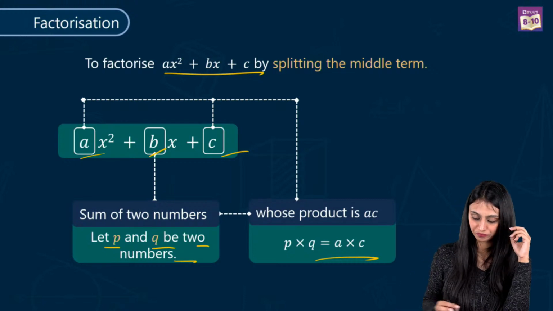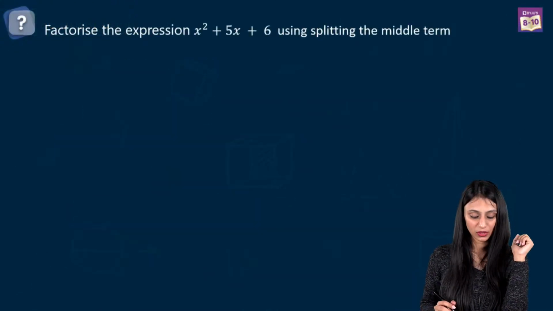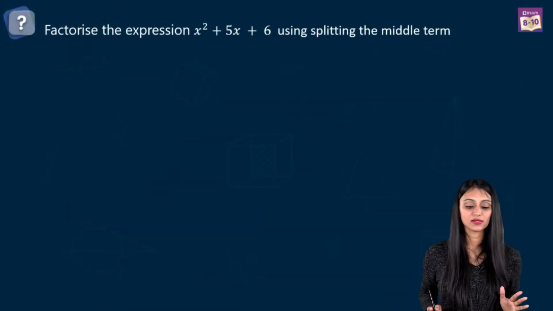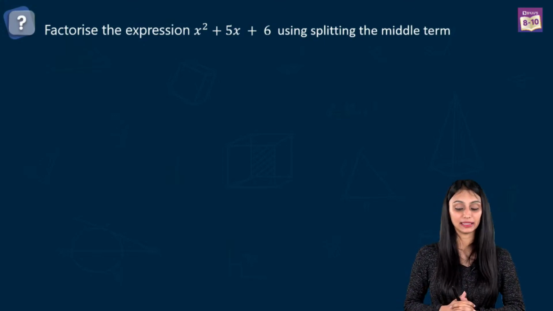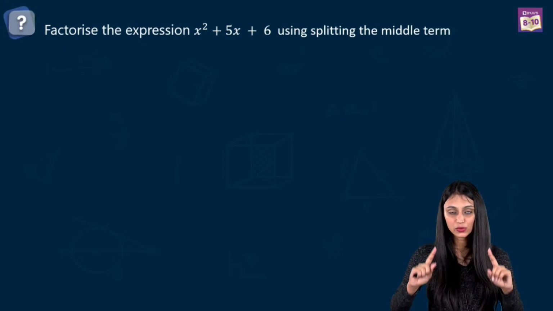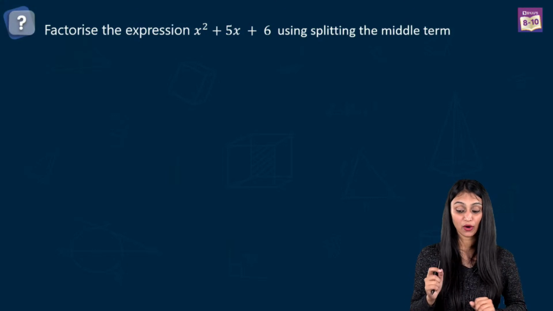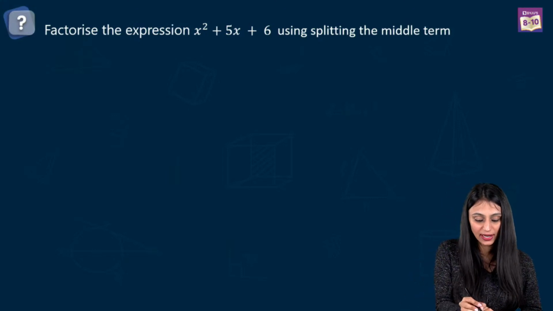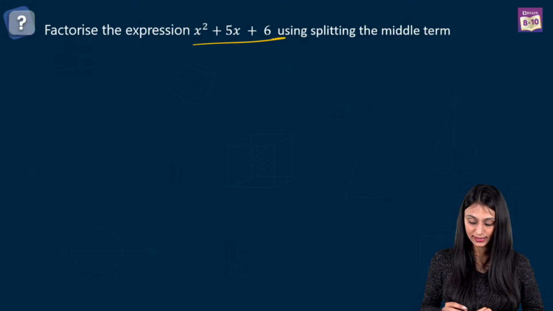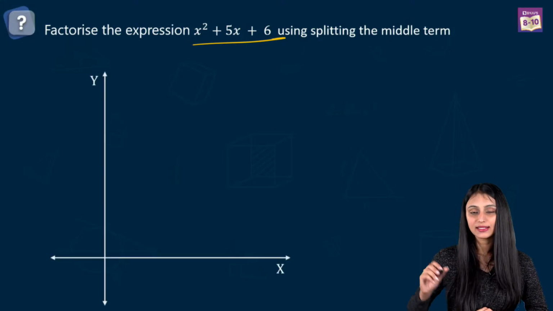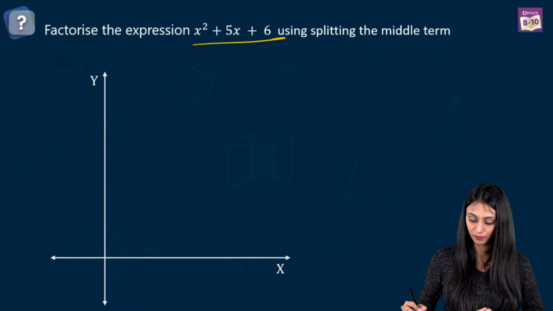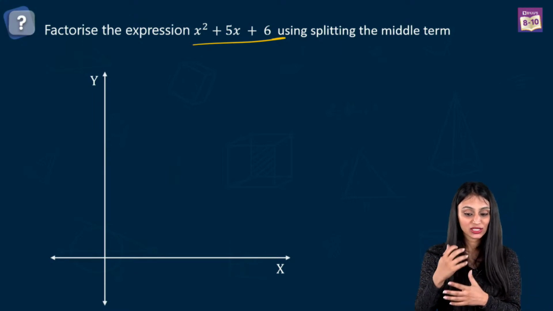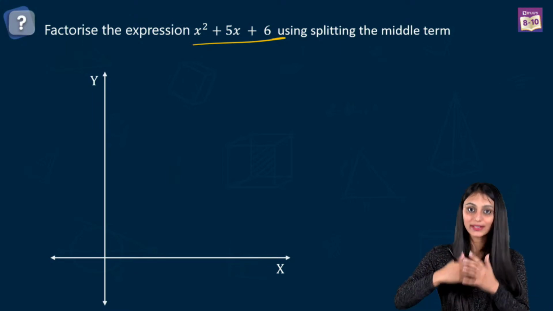Alright, okay. Now let's take an example to understand this. Suppose we have to factorize x square plus 5x plus 6 using the middle term, right? So first we will try to understand the method of factorizing a quadratic equation by factorization. So this is the expression that I have here, x square plus 5x plus 6. So let's make use of the Cartesian plane over here. So before I tell you the exact answer here, let's try to understand this, right?